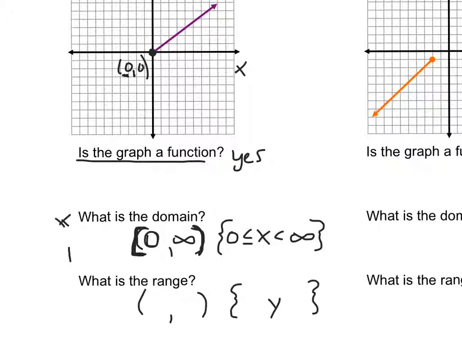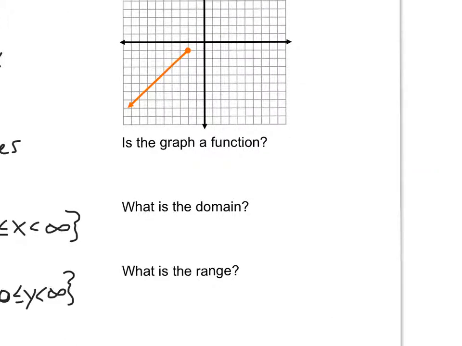So the range is also going to be from 0, which is the lowest point, with the bracket, all the way up to infinity with the parentheses. We put 0 here and the greatest value, infinity, there. And in the other form, 0 is less than or equal to y, which is less than infinity. So that's the domain and the range of that function. All right, let's try another one.